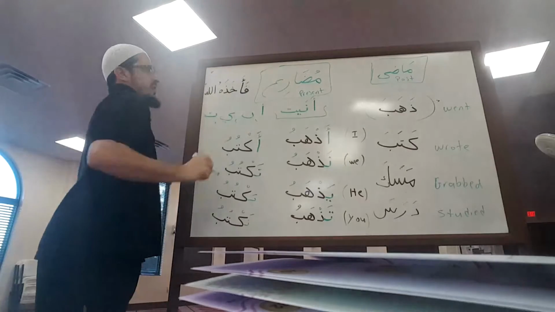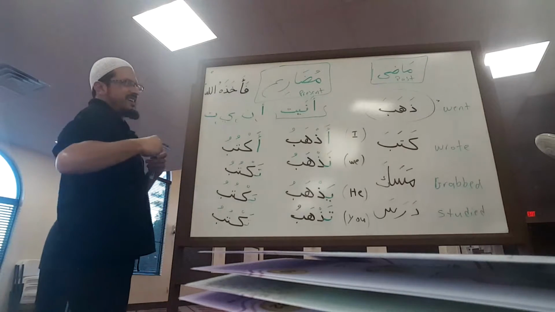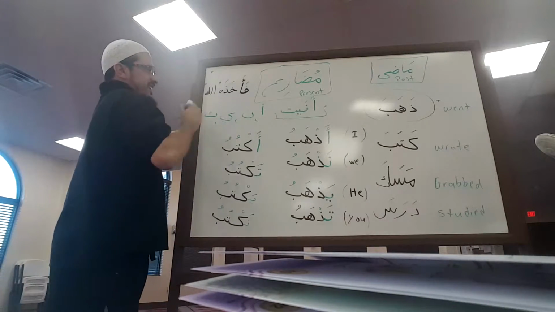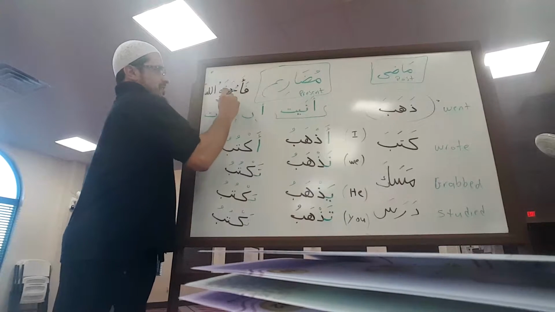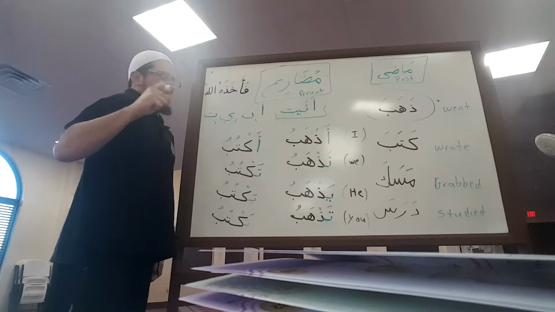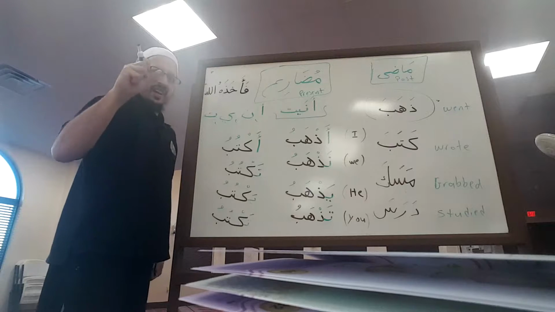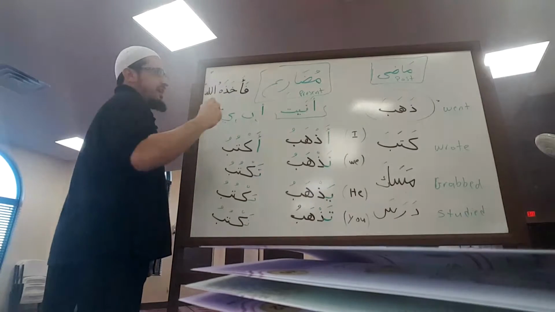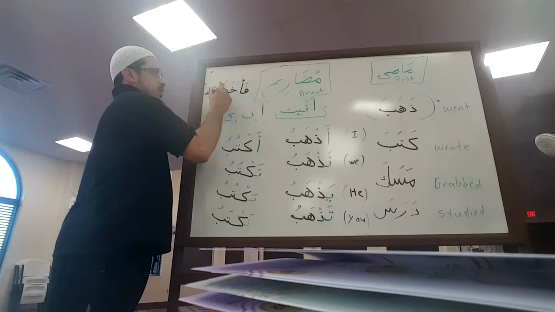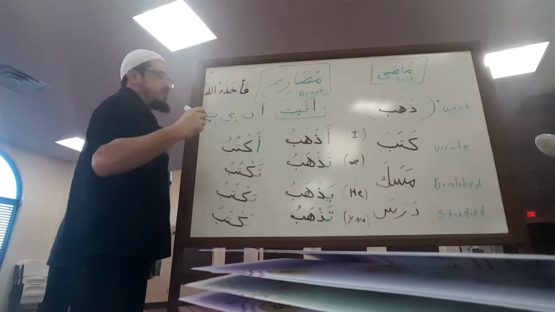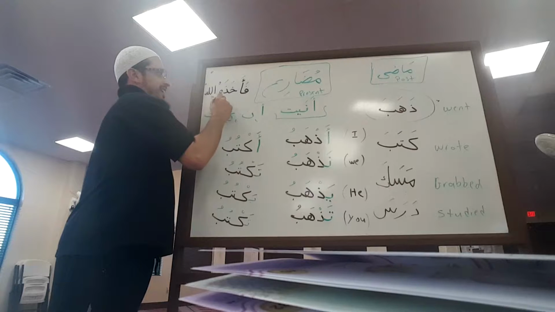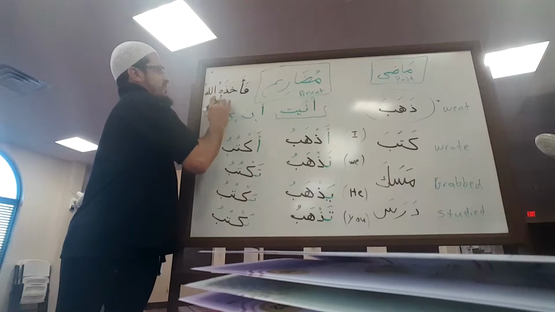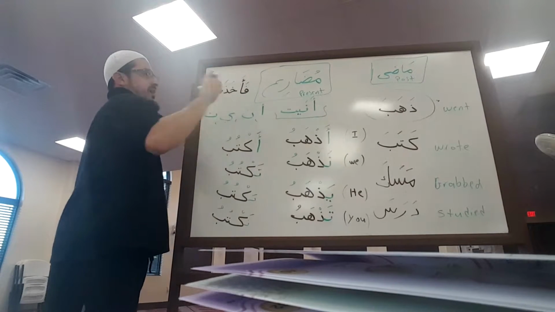فأخذه الله. Right? So he was snatched up, grabbed, taken. أخذ is to take. فأخذ, when he said that, فأخذه. Huwa, him. So who is this? Pharaoh, right? So Pharaoh was grabbed by Allah subhanahu wa ta'ala.